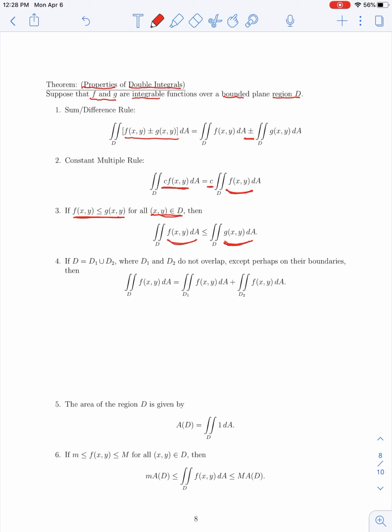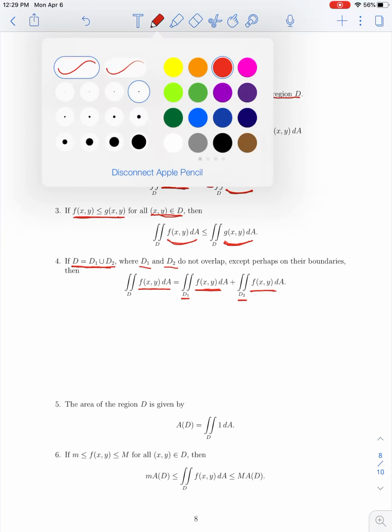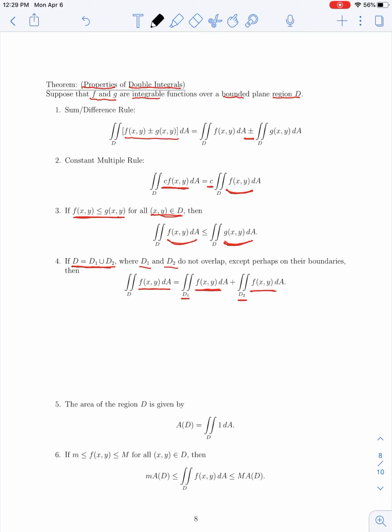In part 4 of this theorem, we have the following. If the region D can be expressed as the union of two regions, D1 and D2, which do not overlap except maybe on the boundaries of these regions, then to evaluate the double integral of the function f over that region, we could sum the value of the double integrals of f over the subregions D1 and D2 that make up our region D.